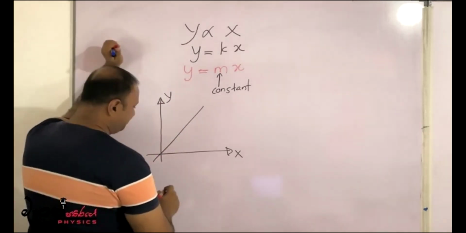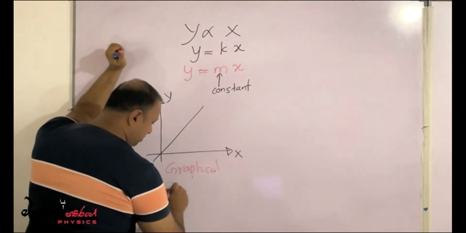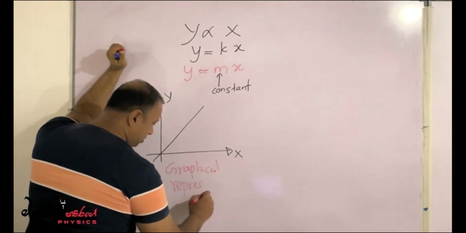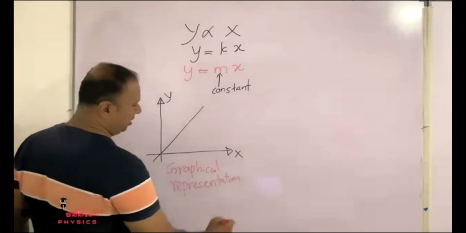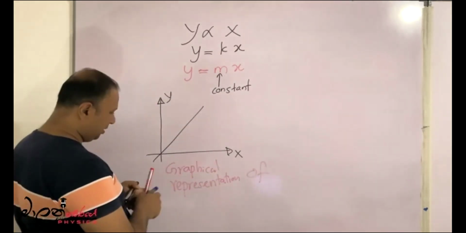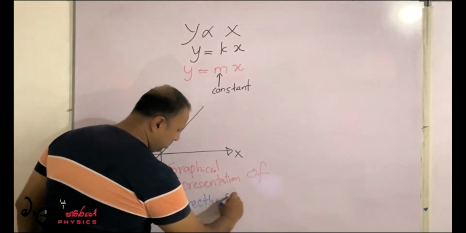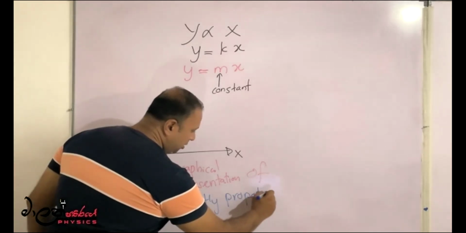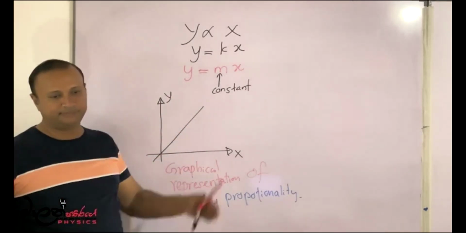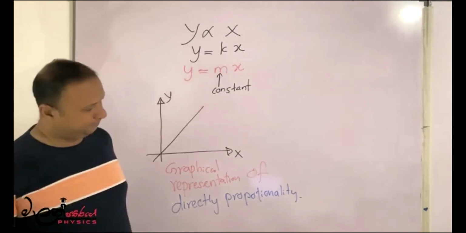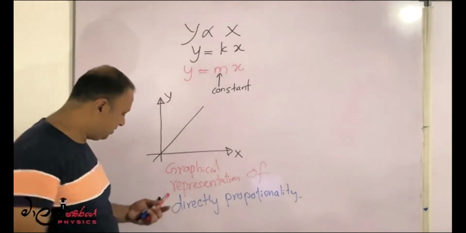So this is the graphical representation of directly proportional variables, a line through 0, 0.